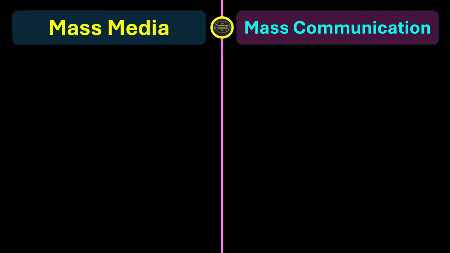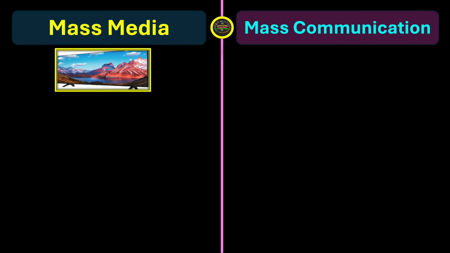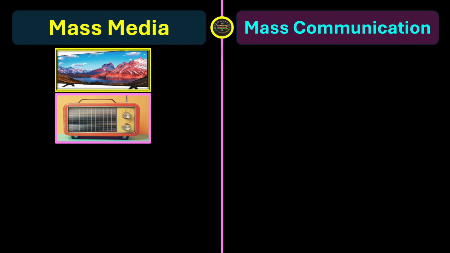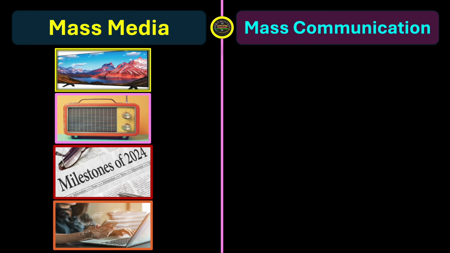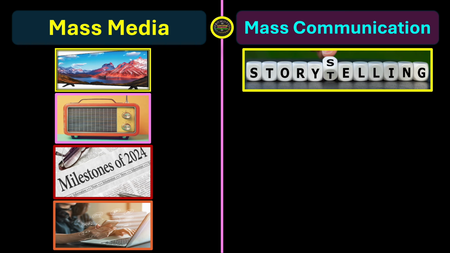We can try to understand the difference between mass media and mass communication in the following way. As I told, mass media is a tool, an agency, a carrier of information. And what are those? We can include television, radio, newspapers, internet, magazines, social networks, and so on. We have a number of platforms, a number of tools, agencies through which we can communicate to the people. We can spread messages, whereas mass communication is all about the art of storytelling, the content, the message.